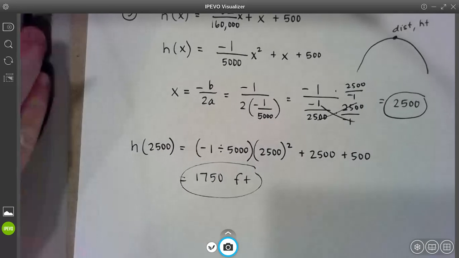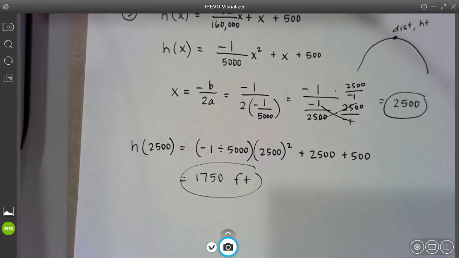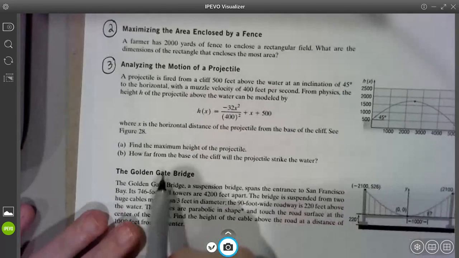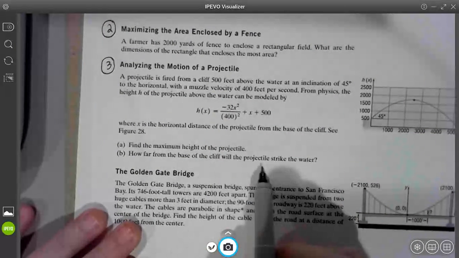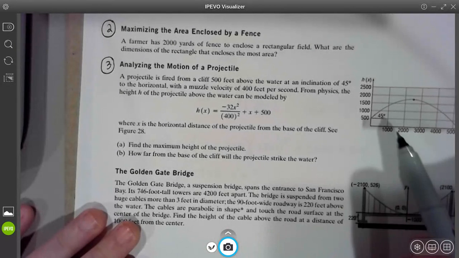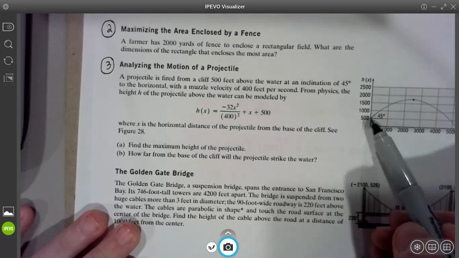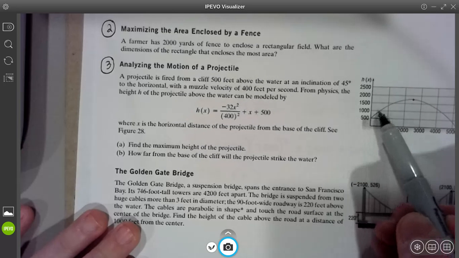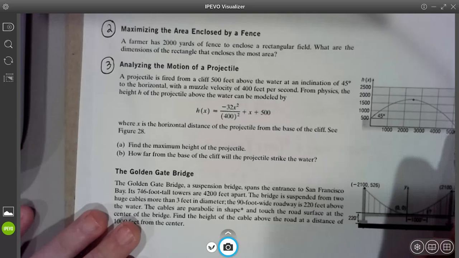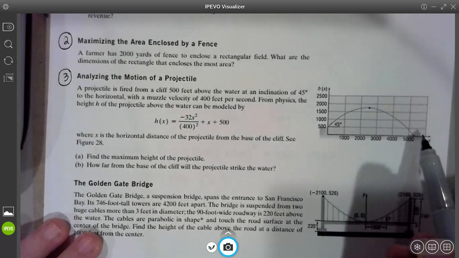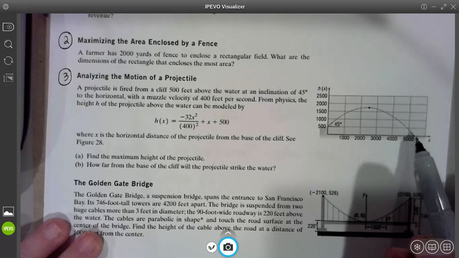Okay, the last thing they ask us to find in this problem is how far from the base of the cliff will the projectile strike the water? So guys, if you agree, it started 500 feet above the water, it got projected, and then it's shooting and it's going to land in the water right there. So right there is where it lands and hits the water.